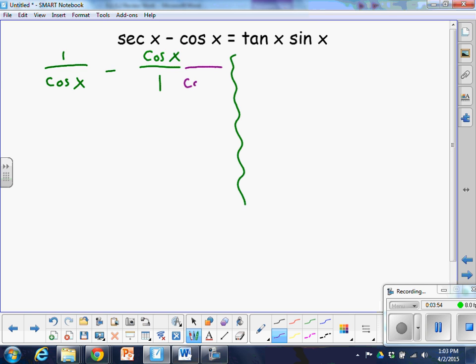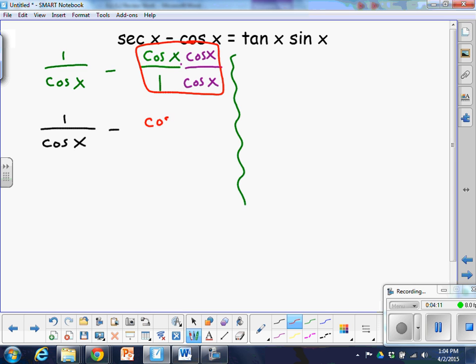So this one could get multiplied numerator and denominator by cosine x. And what that's going to give us is still 1 over cosine x here. But this other term now, all I'm doing is multiplying these two fractions together. The numerator is cosine times cosine, so cosine squared. The denominator is cosine x. And now we got our common denominator, so we can write it as one combined fraction. The numerator is 1 minus cosine squared. The denominator is cosine of x.